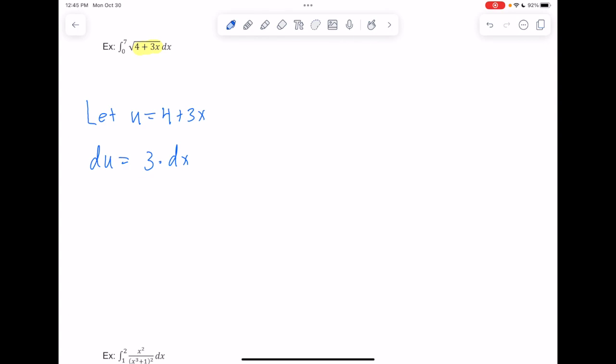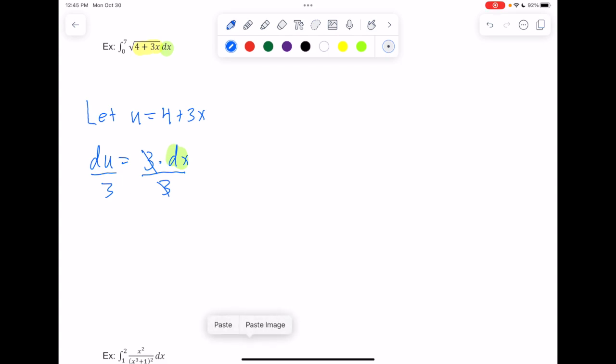When we look up at the top, the only leftover piece after we substitute and get a square root of u would be just the dx, so this piece. So I don't want that 3. So I'm going to divide both sides by 3. And that will complete the substitution. It's going to be the square root of u times du over 3. It'll complete the substitution, that is, for everything but the limits of integration.